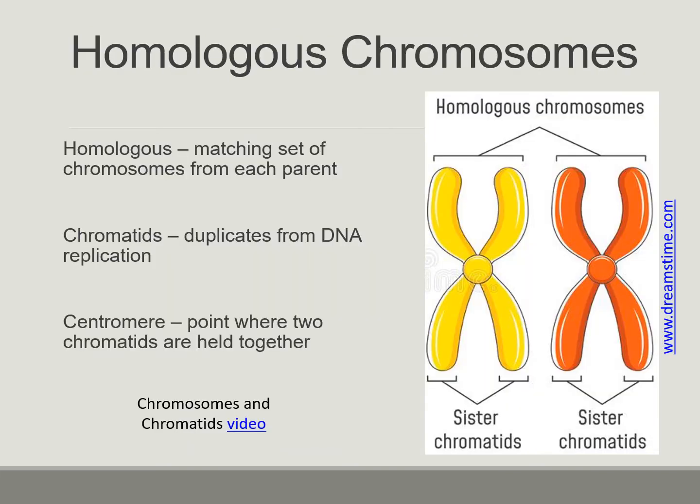As a reminder from Chapter 6, homologous chromosomes are a set of matching chromosomes. One comes from each parent. Each chromosome in this picture has a sister chromatid from DNA replication. In this case, the yellow set is from one parent and the orange is from the other. The circle in the center is the centromere, which holds replicated sister chromatids together until pulled apart in meiosis II. Watch the linked video for a reminder of the comparison between homologous chromosomes and sister chromatids.